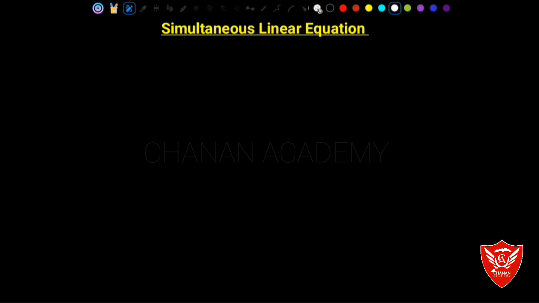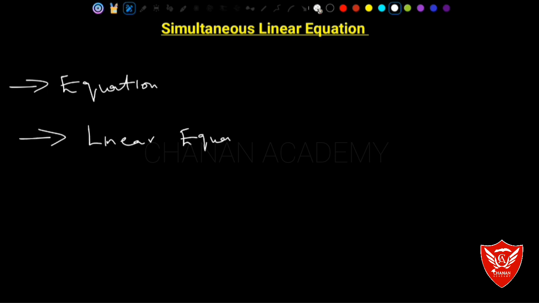In today's class, we are going to discuss simultaneous linear equations. For us to be able to understand simultaneous linear equations, we have to first understand what an equation is. Then we need to understand what a linear equation is. And then we can define what a simultaneous linear equation is. Okay, so now first let us explain what an equation is.